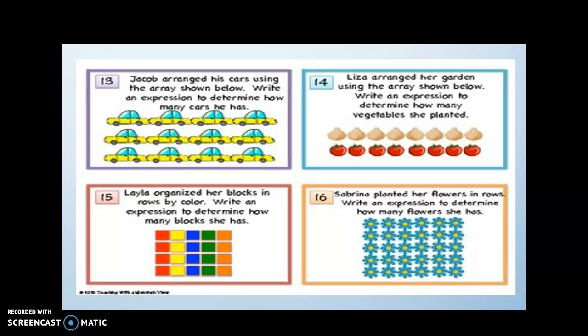You guys are doing wonderful with your multiplication problems. I am so glad you are understanding.